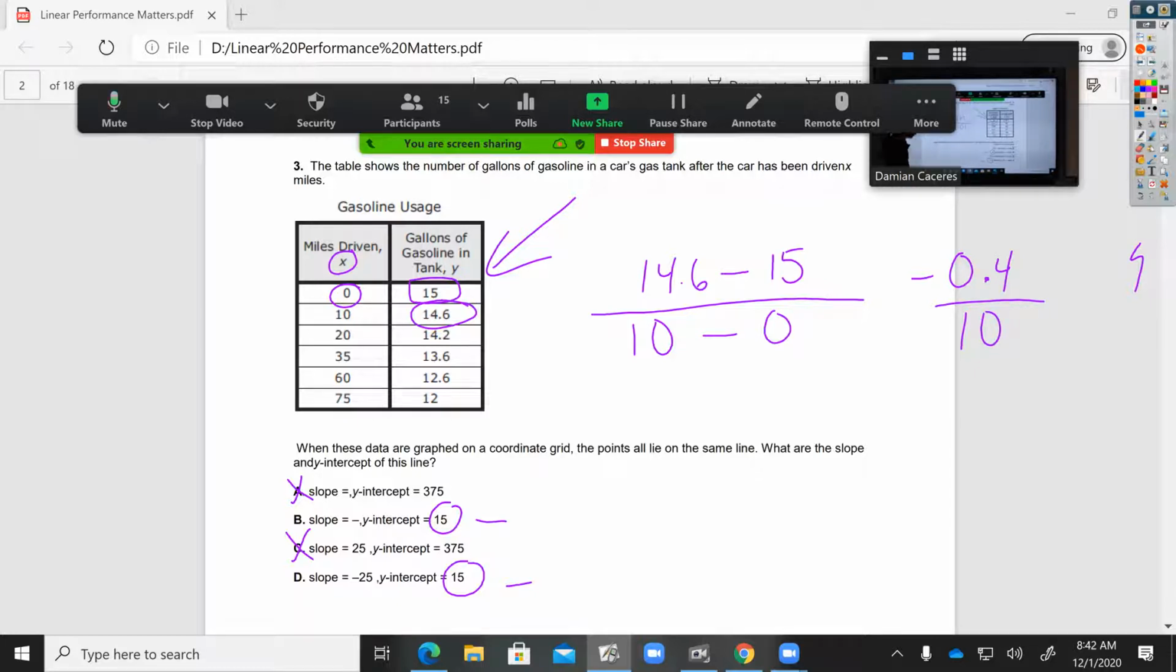Now, a fraction means division, so you divide this. 0.4 divided by 10 equals 0.04. So it will be -0.04, which is a fraction. Which one of these has a slope that's a fraction? -25 or that fraction one? It's the fraction one. So B is the answer. If that would have equaled -25, then the answer would have been D.